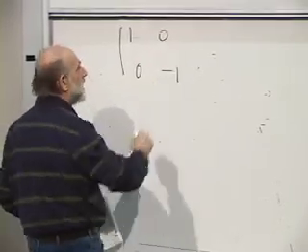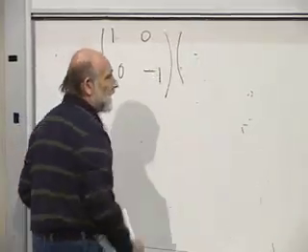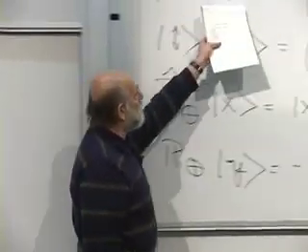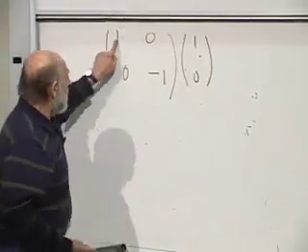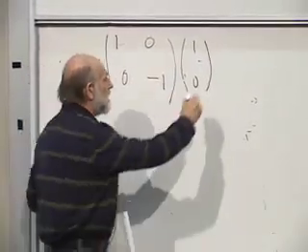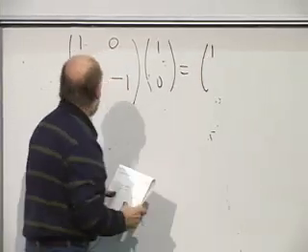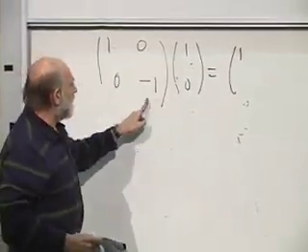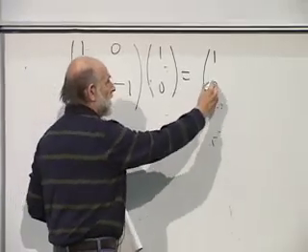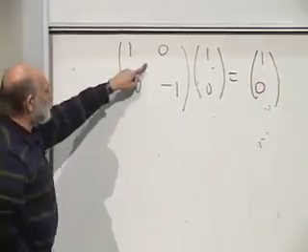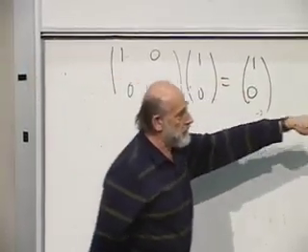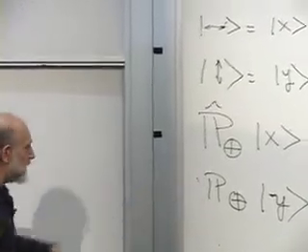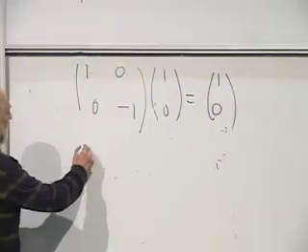Let's check it. The x polarization is represented by 1, 0. What does this give? 1 times 1 plus 0 times 0. 1, 0 times 1, 1 times 0, 0. So that says that this polarization operator acting on the x polarization gives back the x polarization. That's just this equation.